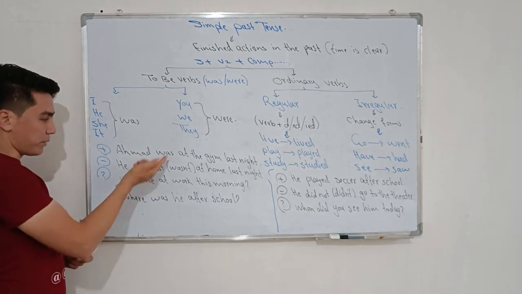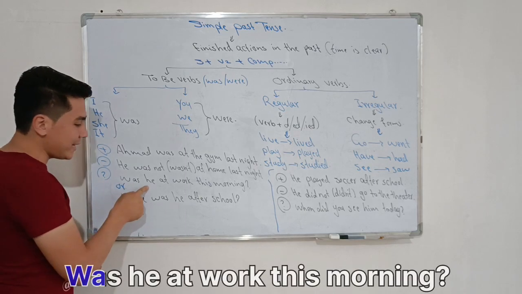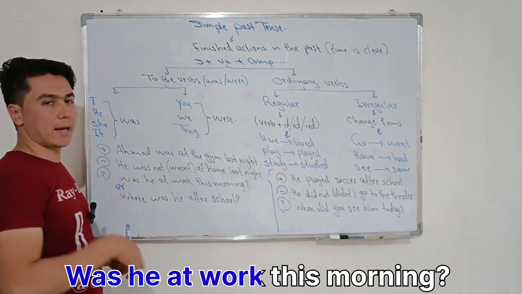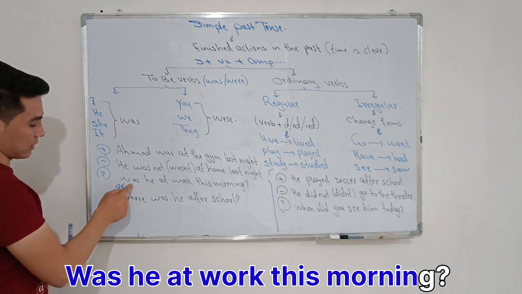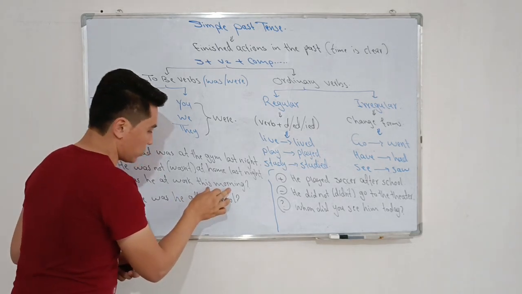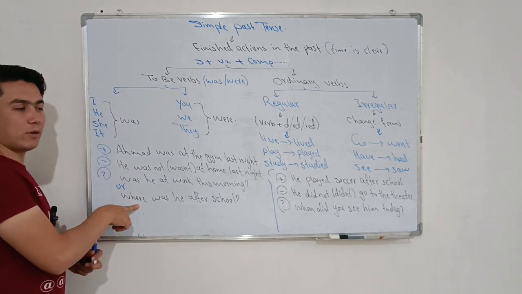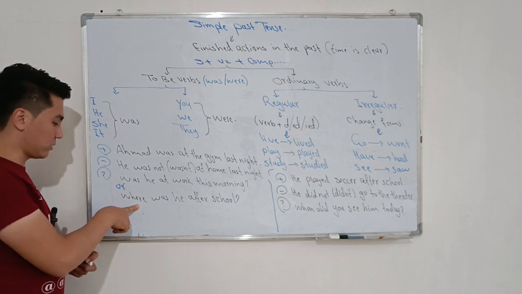And in questions, you can bring the to-be verb was to the beginning of the sentence. Was he at work this morning? Another sentence for a question, so that you can say, was he at work this morning? Again, we have that clear time expression in this sentence as well. And you can also add the WH questions or informative questions.